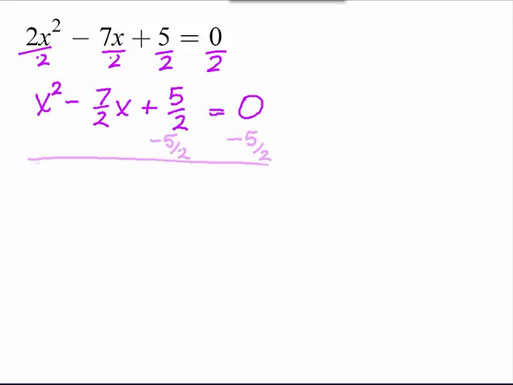So I end up getting x squared minus 7 halves x equals negative 5 halves. So now I take half of negative 7 halves. Easy way to do this, just multiply your denominator by 2. So if I multiply the denominator by 2, what do I get as a fraction? Negative 7/4. That's the easy way.